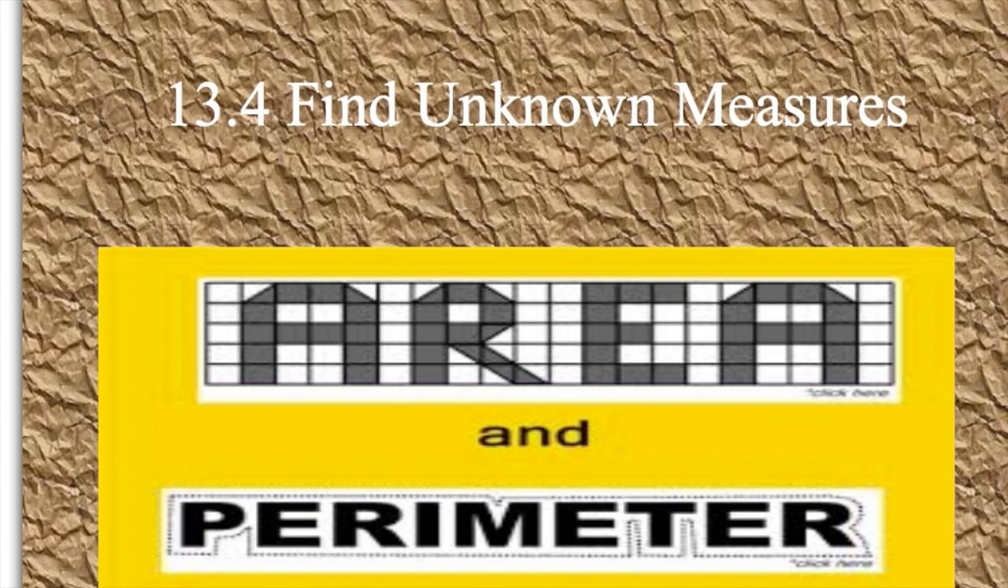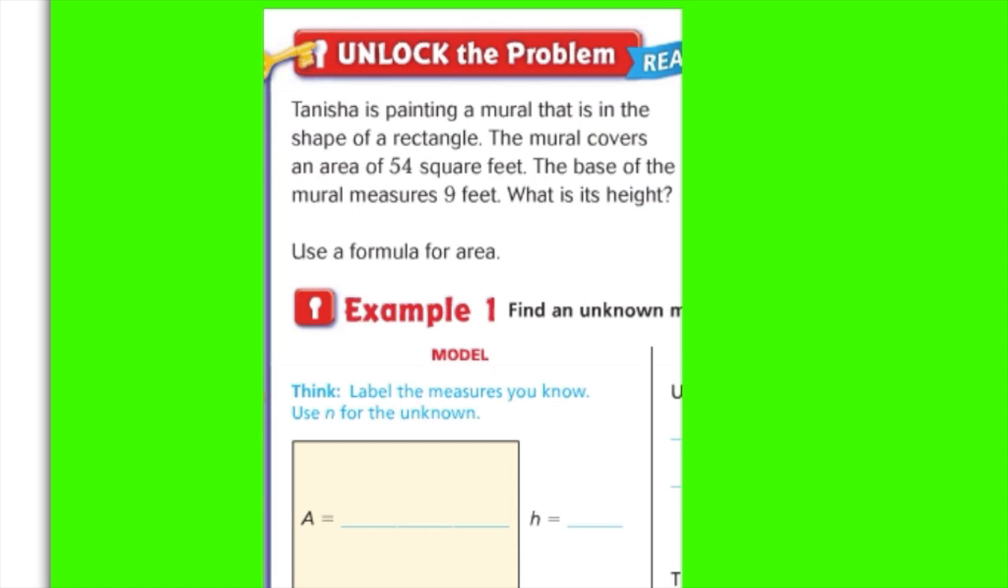And today we're going to be finding the unknown measures of area and perimeter. So don't open your books yet. You're going to try to solve this problem and be prepared to explain how you solved it. Tanisha is painting a mural in the shape of a rectangle. The mural covers an area of 54 square feet. The base of the mural measures 9 feet. What is the height?